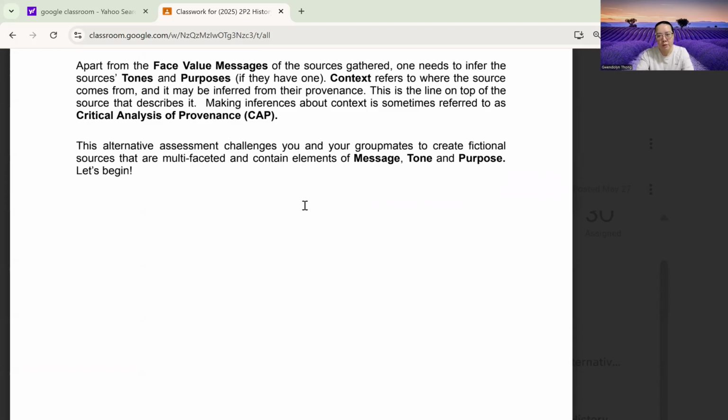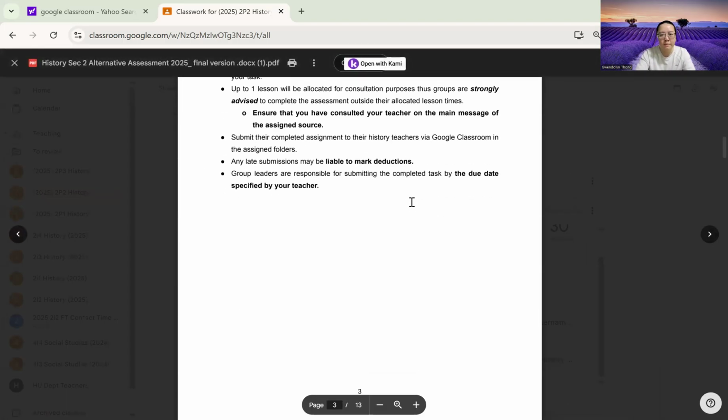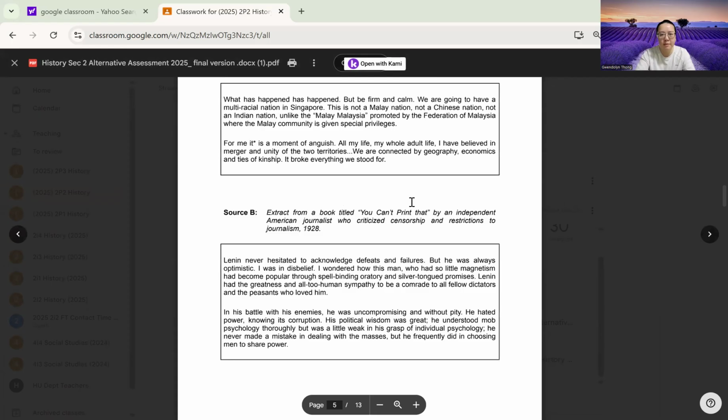And for tone, what I want to emphasize is basically two tones that your sources can possibly be for this activity. It's either supportive or critical. So let's just go down to the example right now.